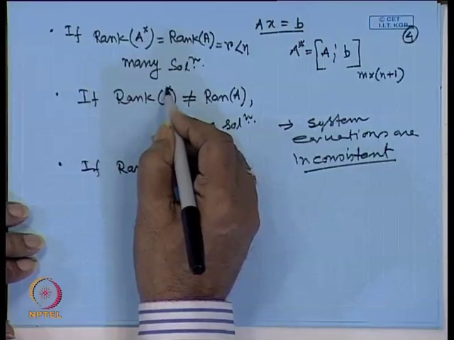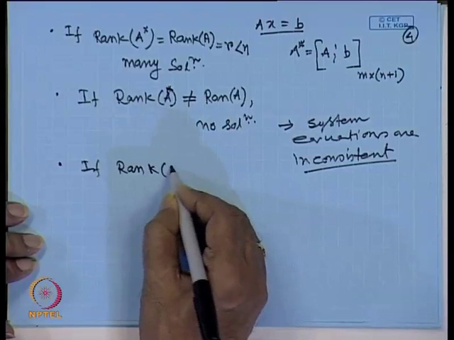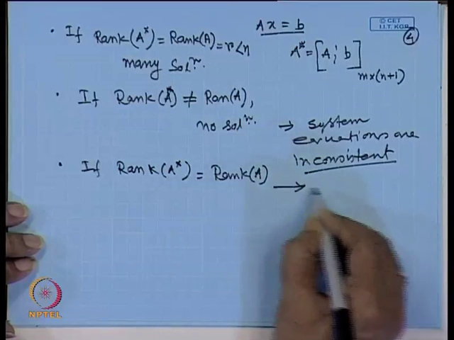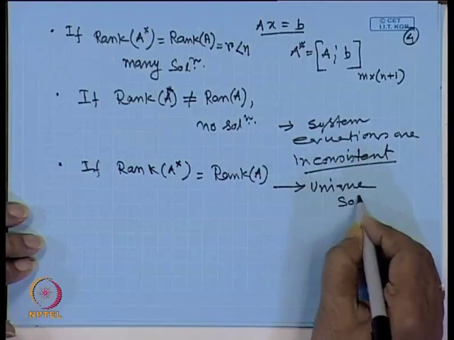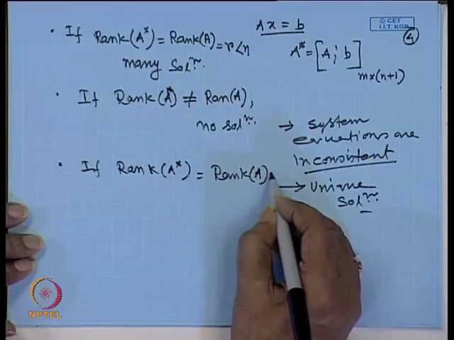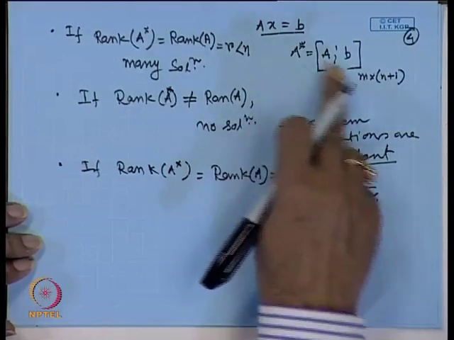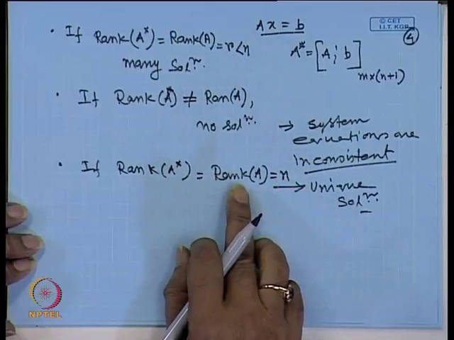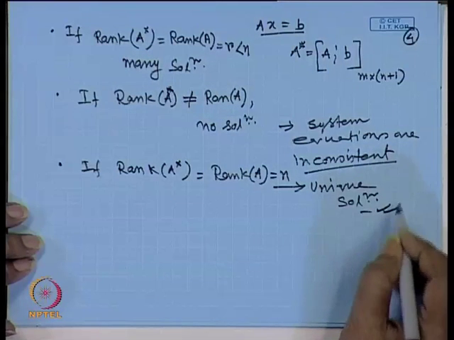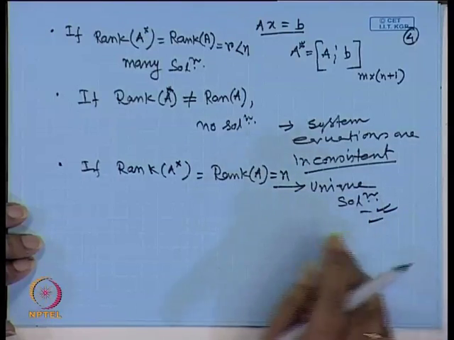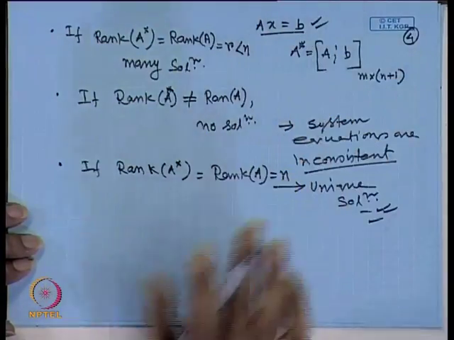And the third one: if the rank of A star is equal to the rank of A, then we have a unique solution. In other words, the rank equals n, where n is the number of columns of this matrix. So, this is when it is a square matrix, and the rank is full, then you have a unique solution. So, basically we are solving that type of equation now.